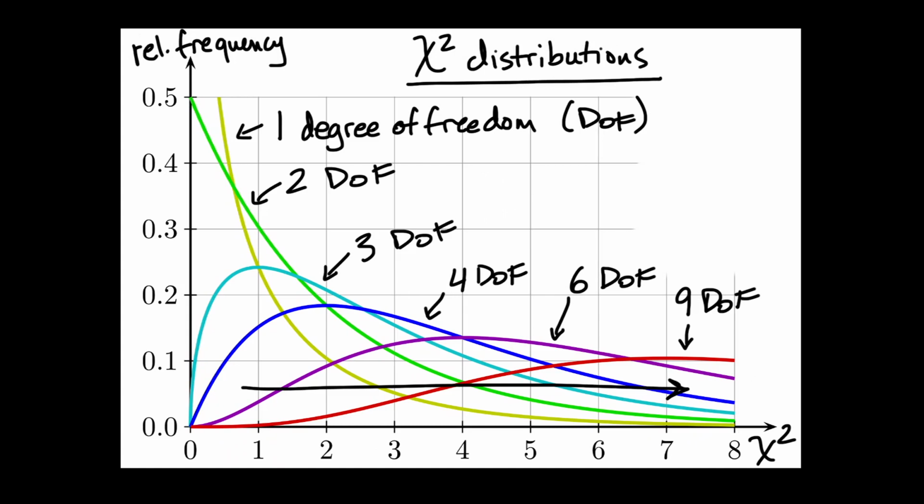This makes sense for a couple of reasons. The chi-square statistic is always positive. Larger and larger chi-square values indicate larger discrepancies between observed and expected values. While possible, these large discrepancies are less probable if the null hypothesis is true.